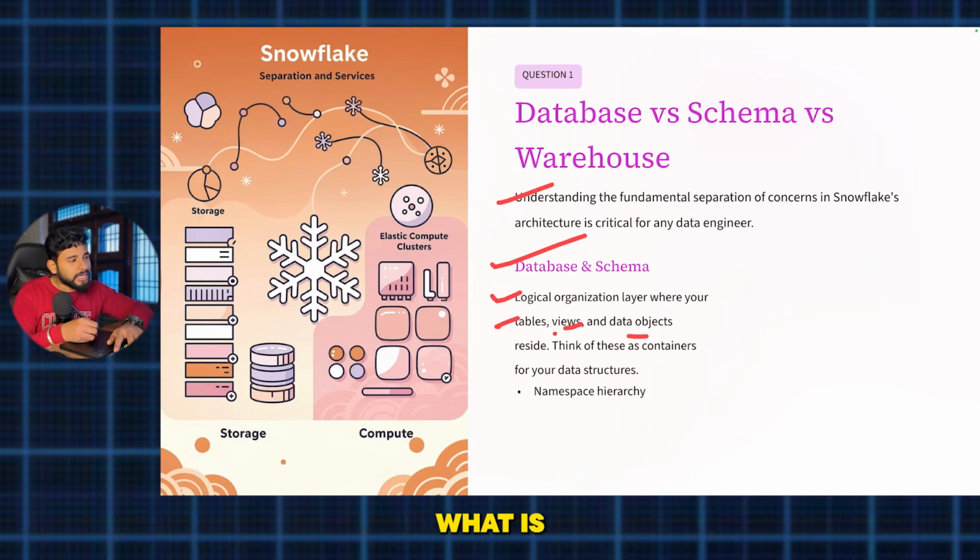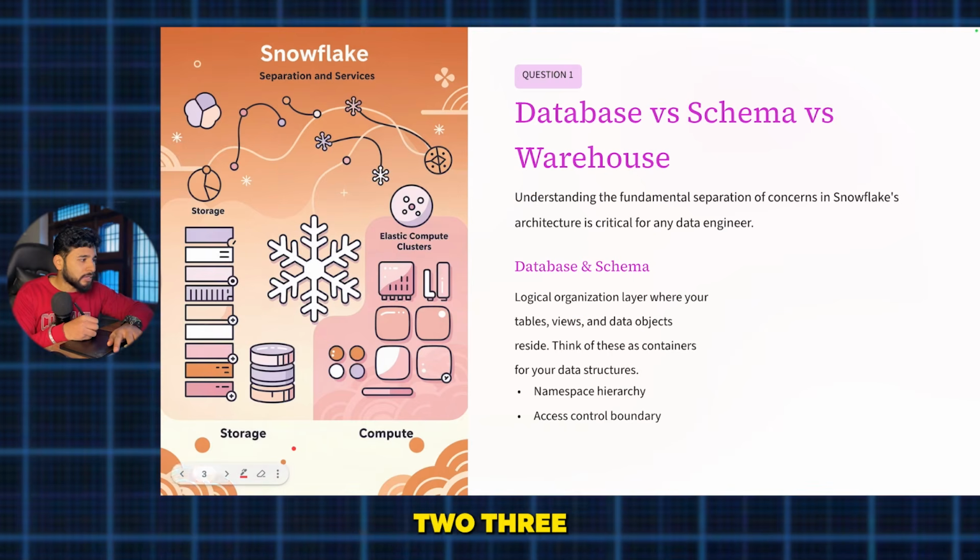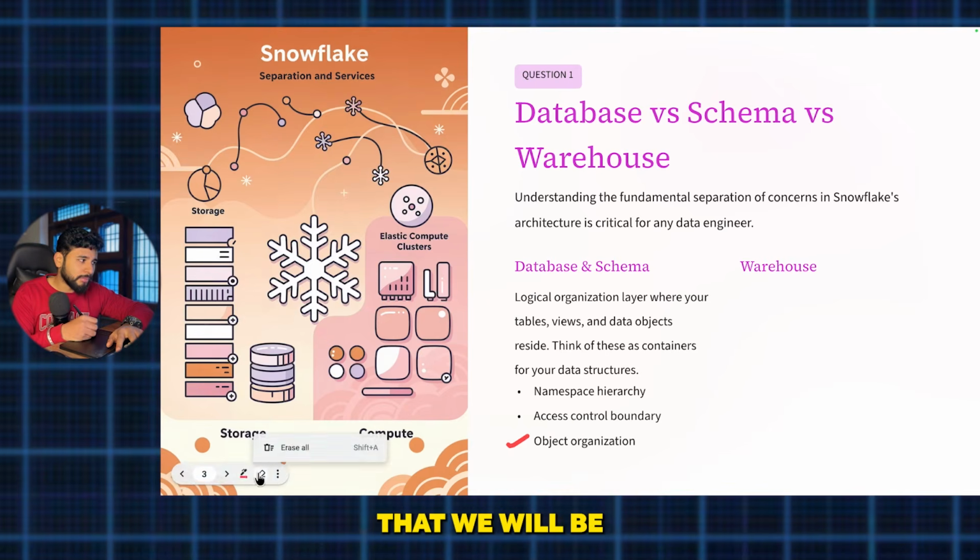Other than that, there is the namespace hierarchy. There are 2-3 level namespaces. The first level will be your database, then your schema, then the table name: database.schema.table name. So there are 3 level things, and that is the object organization that we will be talking about.